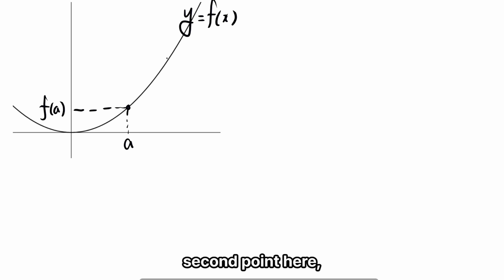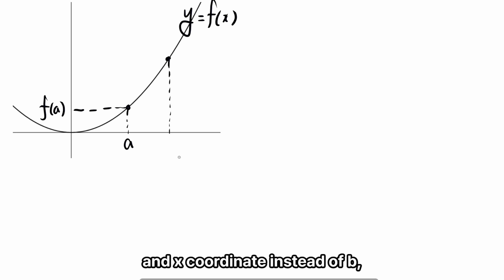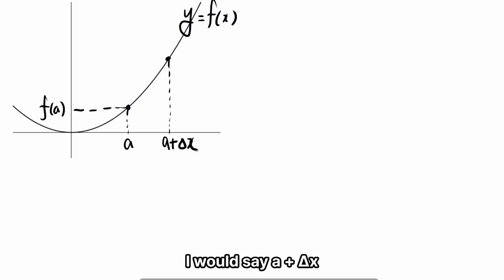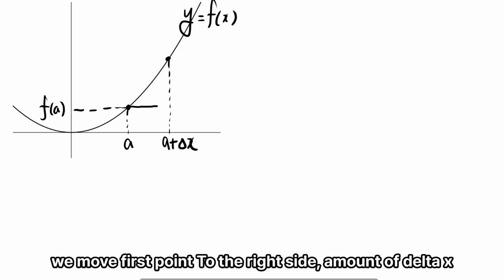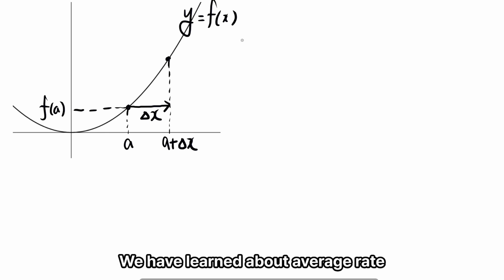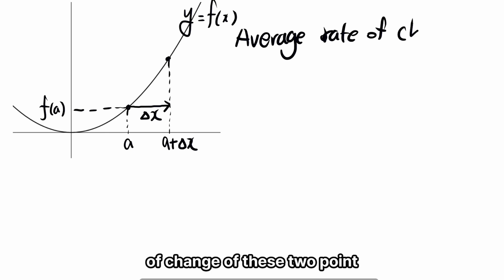Let's pick another point, a second point here, and its x coordinate, instead of b, I would say a plus delta x, because delta x means change in x. Let's say we move the first point to the right side by the amount of delta x. We have learned about average rate of change of these 2 points.